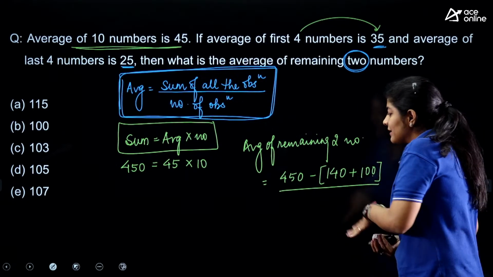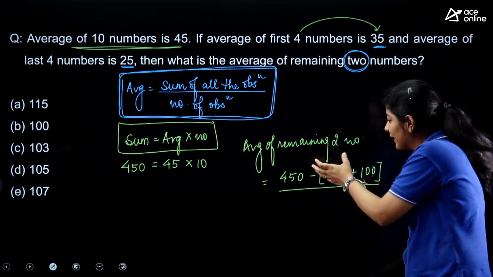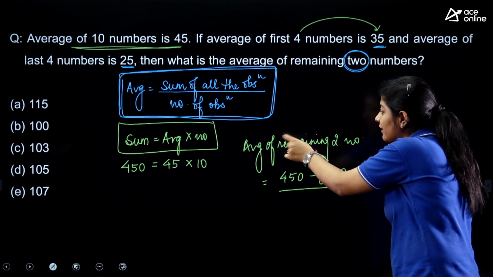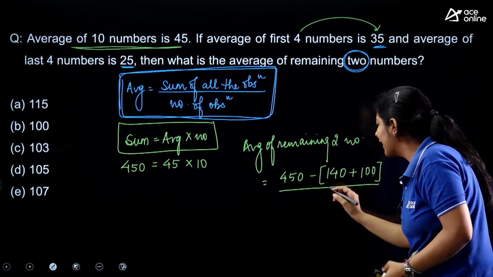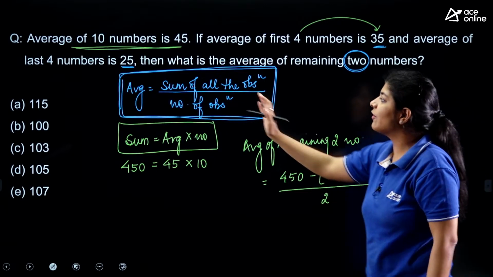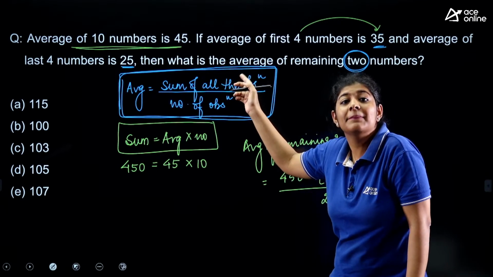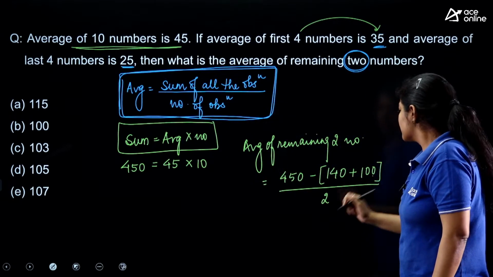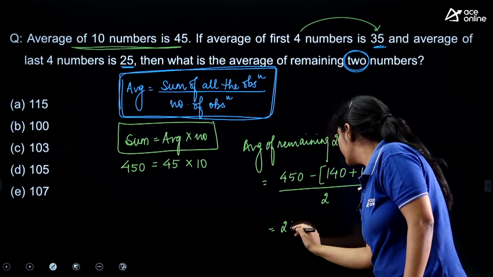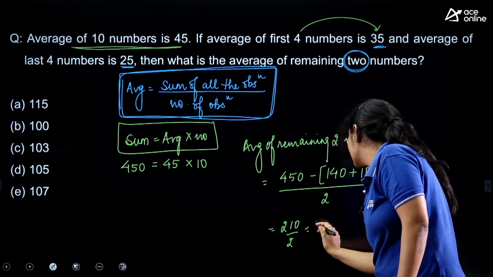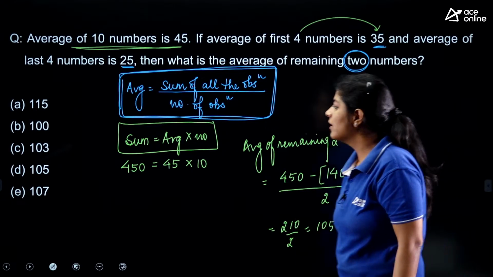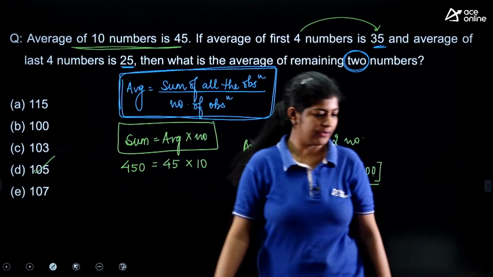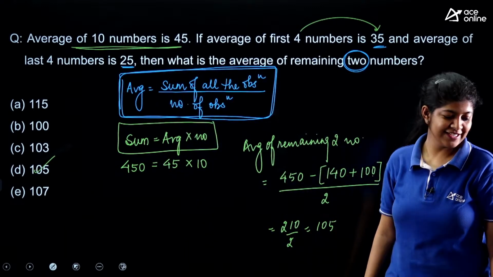Divided by the number of the remaining two numbers. And why are we dividing it by 2? Because the formula says the sum of the remaining two numbers divided by those two numbers. So here what we got? We got 210 by 2, and our answer is 105. Option number D is the correct one.